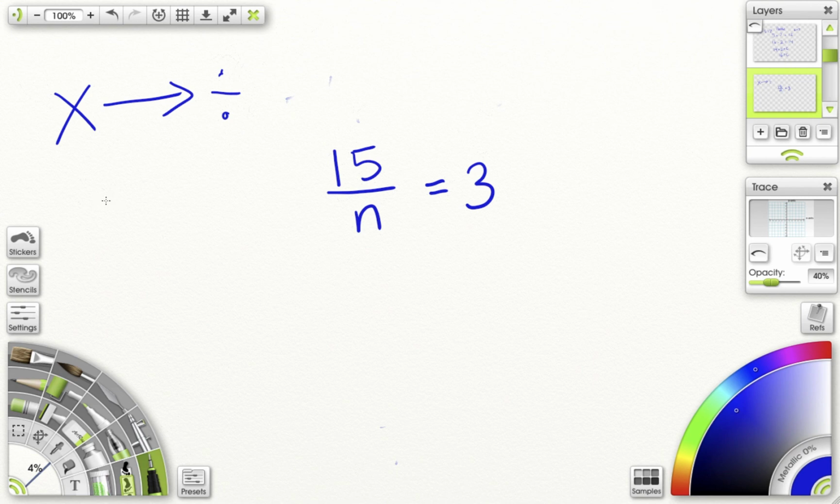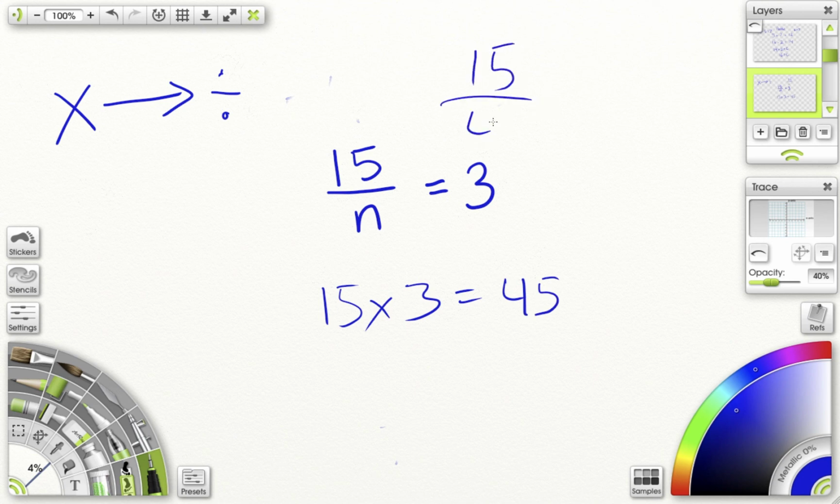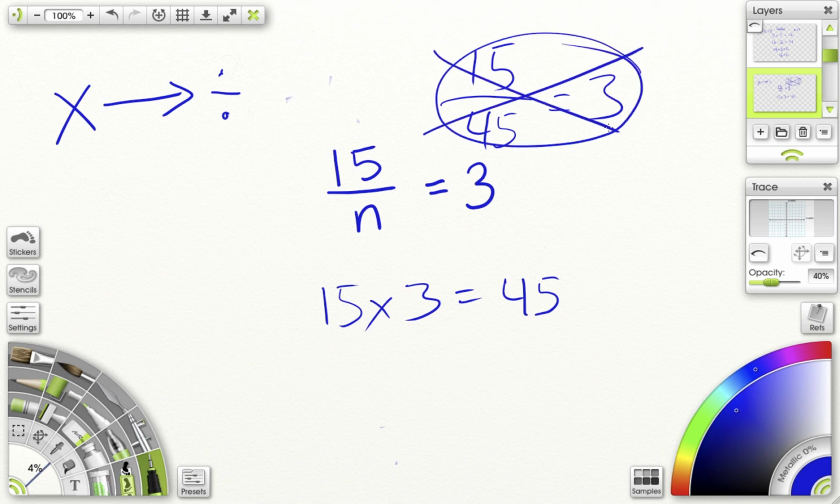However, if we do the opposite of division and we multiply, so if I did 15 times 3, let's try it out. 15 times 3 is equal to 45. If I do 15 divided by 45, does that equal 3? No, it definitely does not. So in this case, I don't do the opposite operation. This is where division is also a little bit unique.